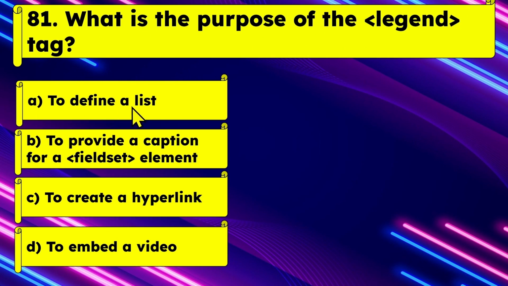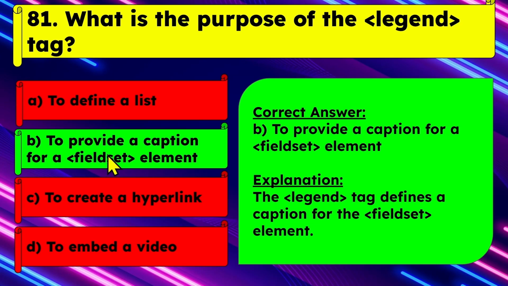Next question is, what is the purpose of the legend tag? Option A, to define a list. Option B, to provide a caption for a fieldset element. Option C, to create a hyperlink. Or option D, to embed a video. So here the correct answer will be option B. As you can see, the legend tag defines a caption for the fieldset element.